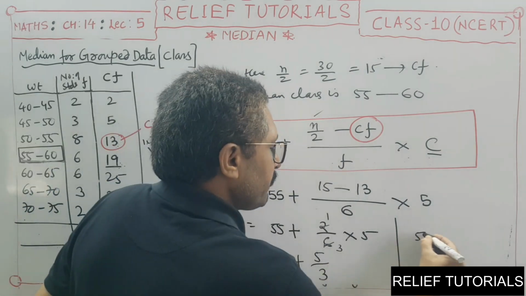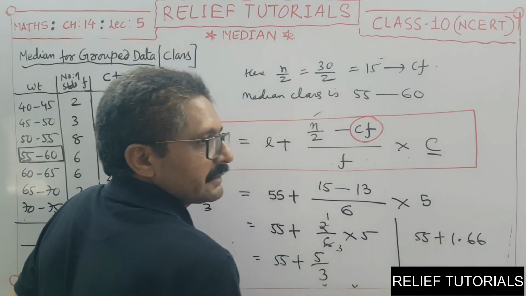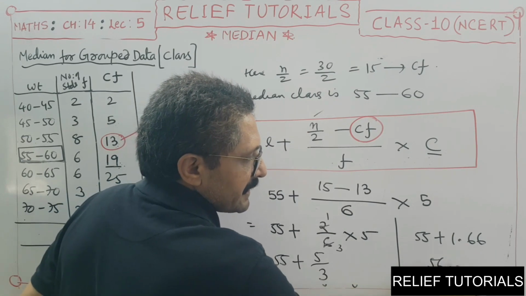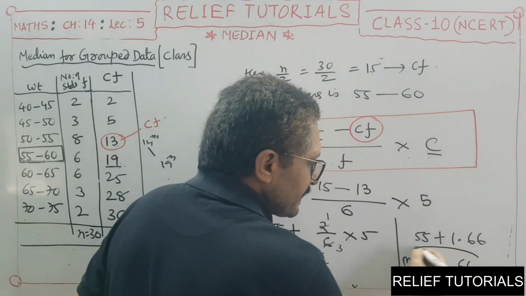So now 55 plus 5/3. 5/3 means 1.66. So what answer will you get? 56.66. This is our median.